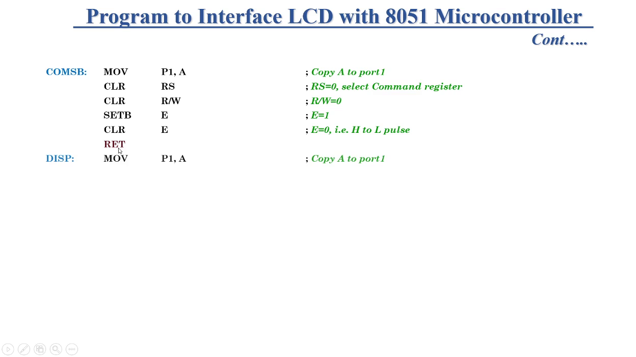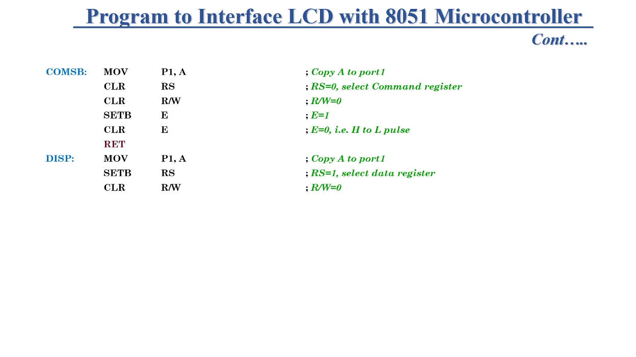Then for displaying data on the LCD, this is the display subroutine. When we call the display subroutine, it will jump over here, where whatever character is loaded into the accumulator will be given to port 1, which is connected to the data pins of the LCD. Then to display that data, we have to select the data register. So here we are making this pin equal to 1 by the instruction SETB RS.